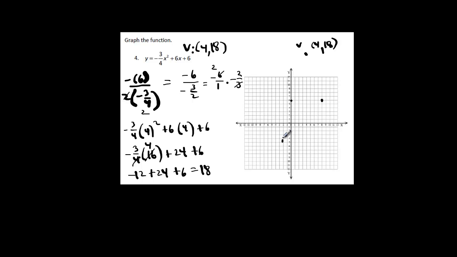So if you just want to connect these, it's not exactly the greatest looking parabola here. Let me just fix that. It hits at 6, so something close to that would be acceptable at this point. Eventually we're going to find out how to solve for the x-intercepts, and then you can get a more accurate graph.